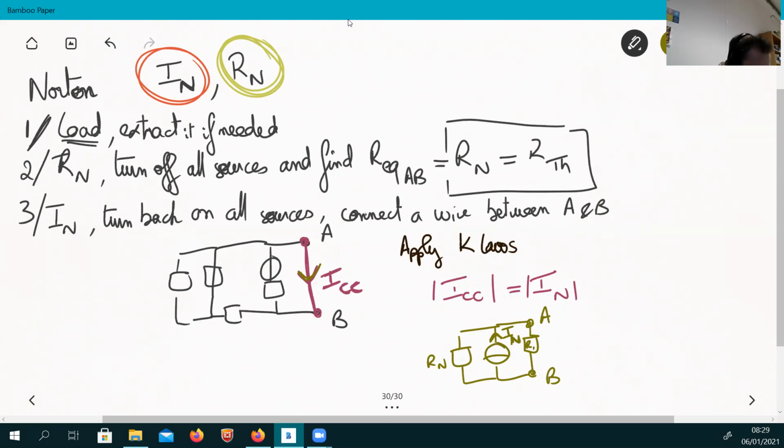So two ways of simplifying a certain part of a circuit, and then have something which is like a single mesh circuit.